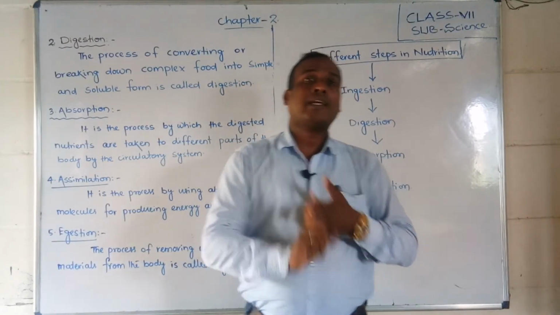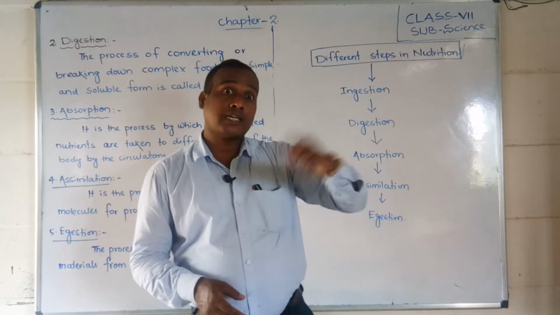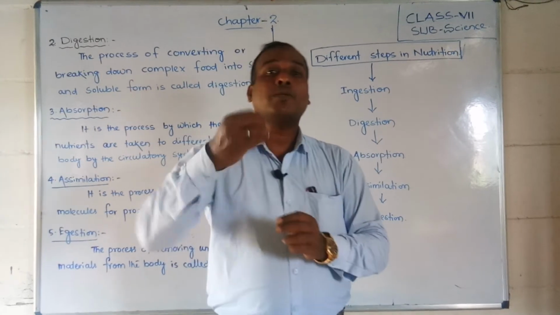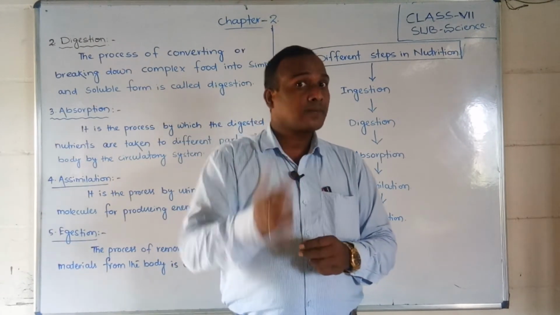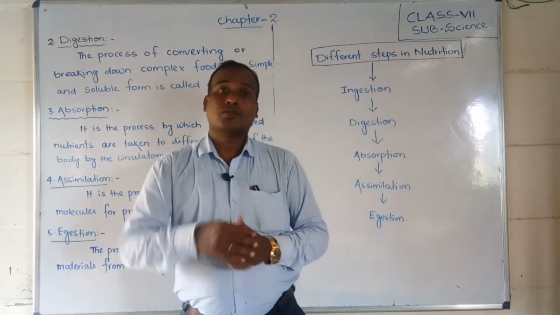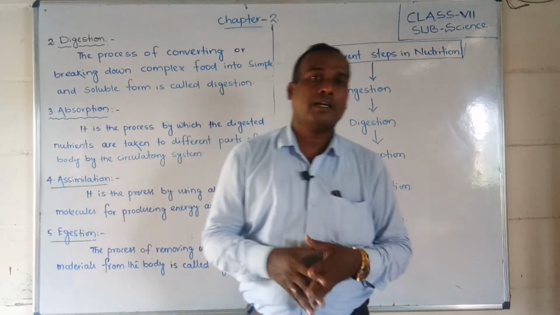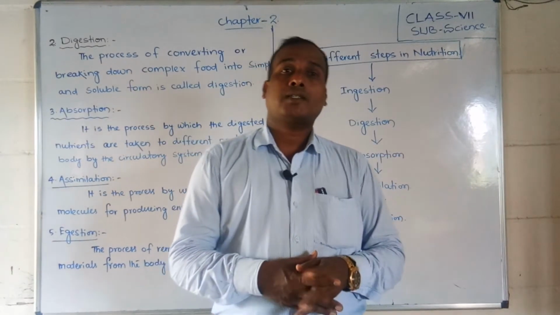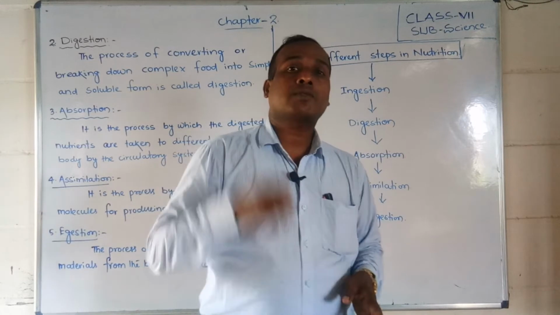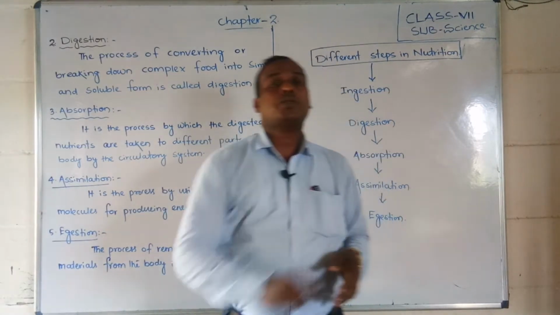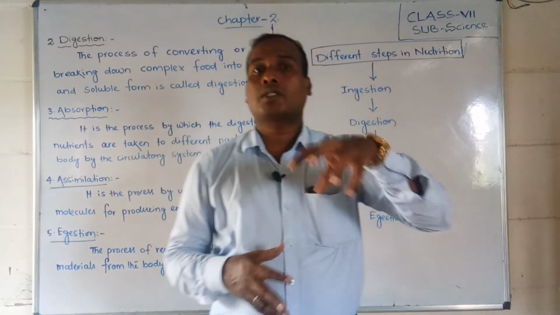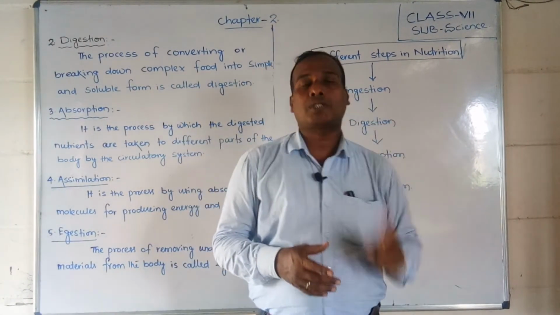So when do we get these 7 nutrients? After digestion, when the food has broken down into a simpler or soluble form, it goes from the stomach to the small intestine. There, some active cells absorb the nutrients from the digested food. That is called absorption, the third step in nutrition.